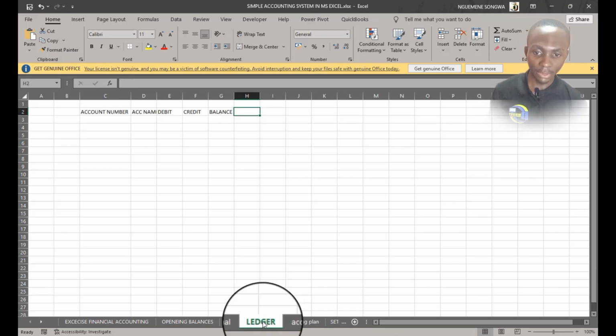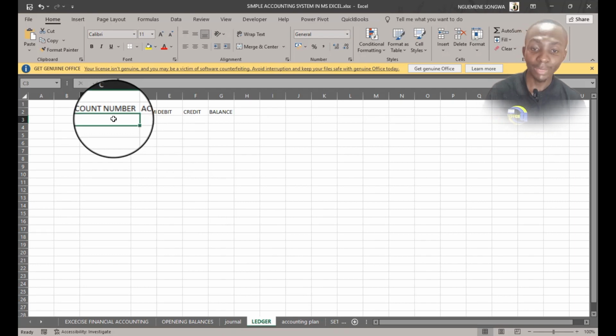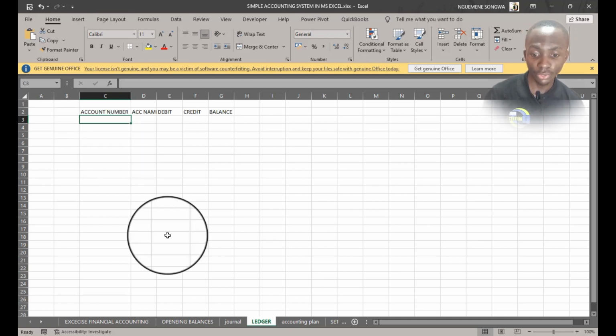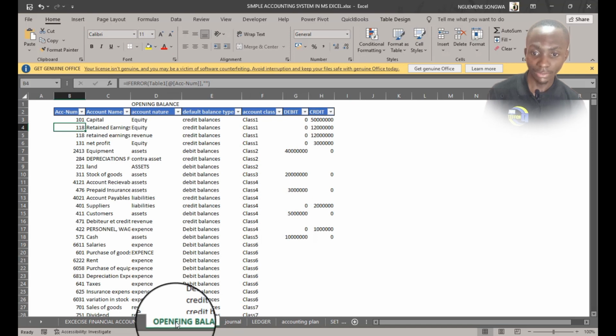So instead of me coming into the ledger and writing the account number, I'm just going to carry all the account numbers that exist at the level of our chart of accounts, so that each time there is an account in the chart of accounts, it should go and verify in the journal whether that account has been debited or credited, and also check at the level of the opening balance whether there was a debit balance or a credit balance in the opening balance worksheet. As a result, I'll just do exactly the same thing I did for this opening balance.